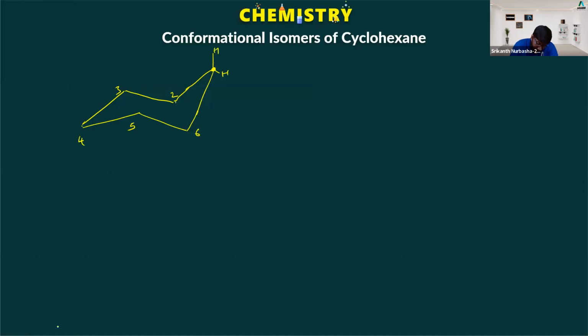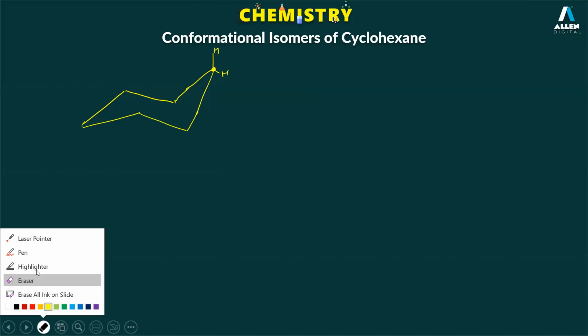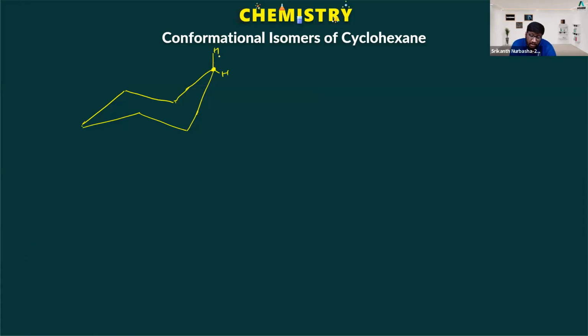What are axial? Perpendicular. Like the hydrogen HA you can write, HE you can write. On the second position, I can write HA like this, HE like this. On the third position, I can write HA above, HE down. Fourth, again H axial down, H equatorial above. Fifth, H axial above, H equatorial below. Sixth and fourth, they are going to match. H axial below, H equatorial above.